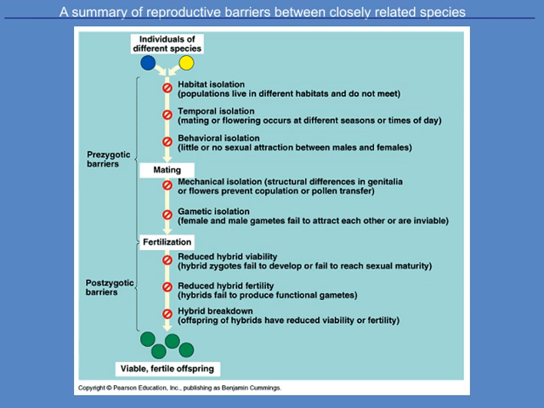Postzygotic barriers involve issues like hybrid inviability, where the offspring don't develop properly, or hybrid sterility, as seen in mules, which are sterile hybrids of horses and donkeys. Understanding these barriers highlights how species remain distinct and how evolutionary processes reinforce these differences over time. This summary ties into the overall theme of how reproductive isolation is a key driver in speciation, helping us understand the diversity of life we see today.